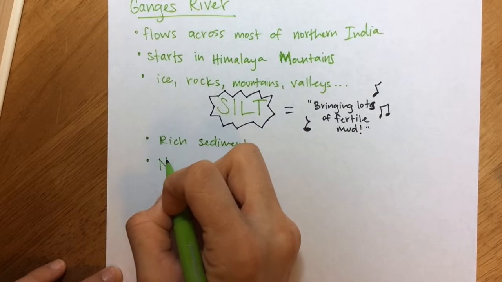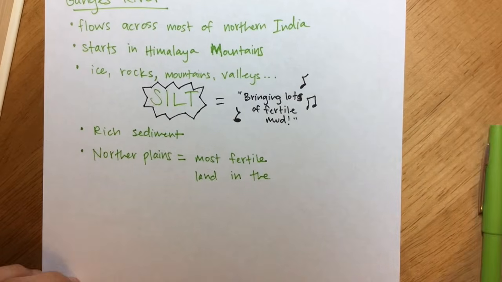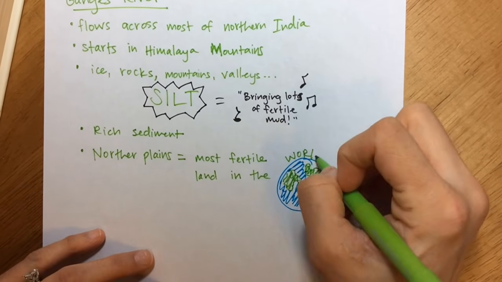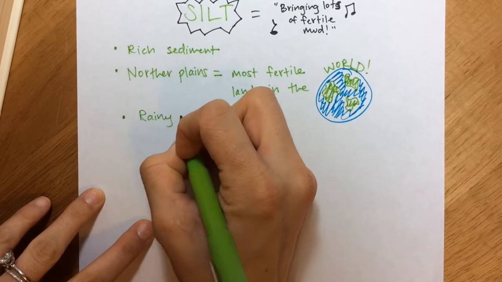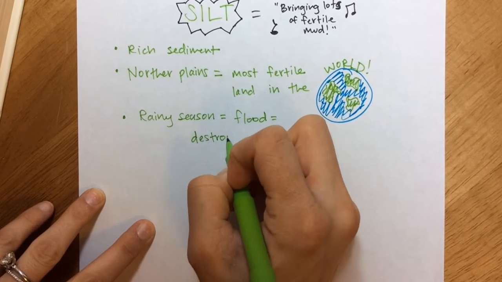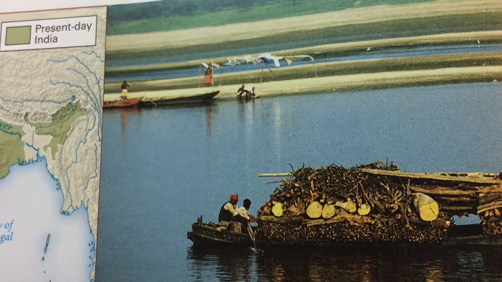As a result, the northern plains contain some of the most fertile land in the world. But just like all those other flooding rivers we've learned about, during rainy season, the river can flood and destroy crops planted along its banks.